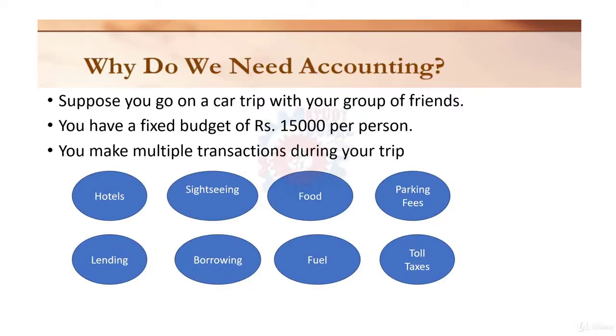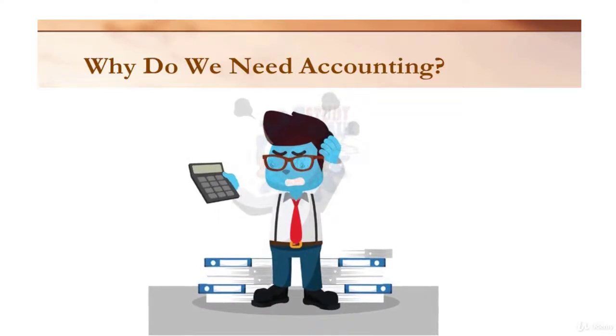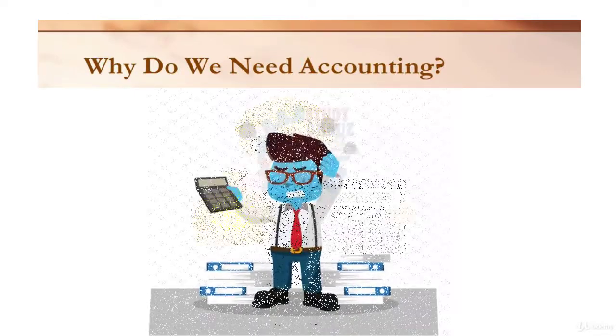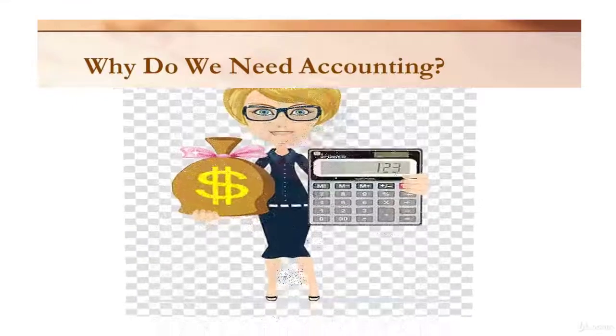Now, when you are back from your trip, you realize that you have overspent and the per head budget exceeds the budget fixed before the trip. Now, this makes all your friends very unhappy. You are totally confused and have no idea where all the money has gone. You are not able to account for the extra spent to your friends. So what went wrong here? All this could be avoided if you had maintained a proper account for your money.